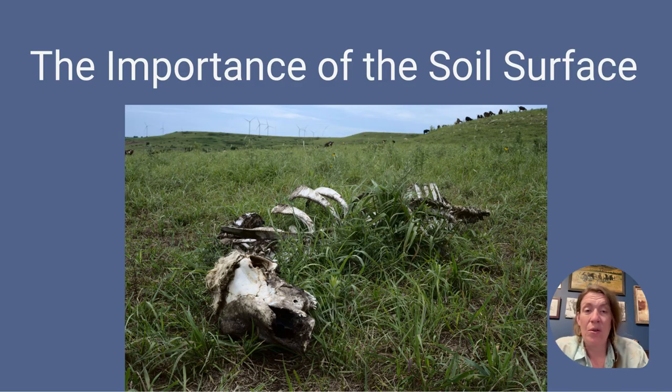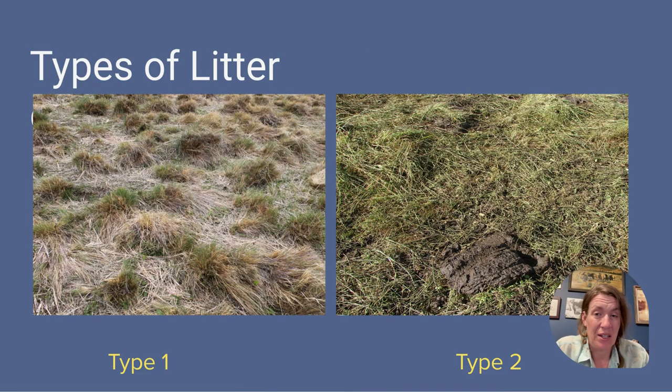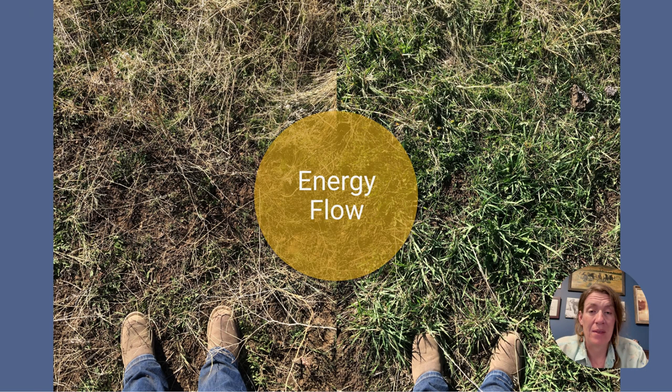There's always this exchange of nutrients between plant life, animal life, and the inert chemistry of the earth. When we're looking at the effectiveness of a nutrient cycle, we're looking at the rate of decomposition of litter at the soil surface. You'll often hear us talk about different types of litter. Type 1 is less decomposed, and type 2 is the more decomposed, incorporated plant material that's becoming one with the soil again.